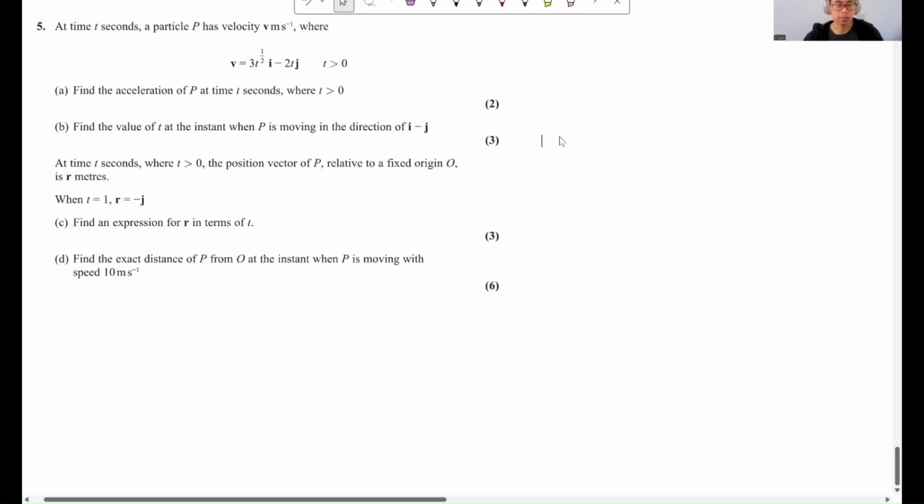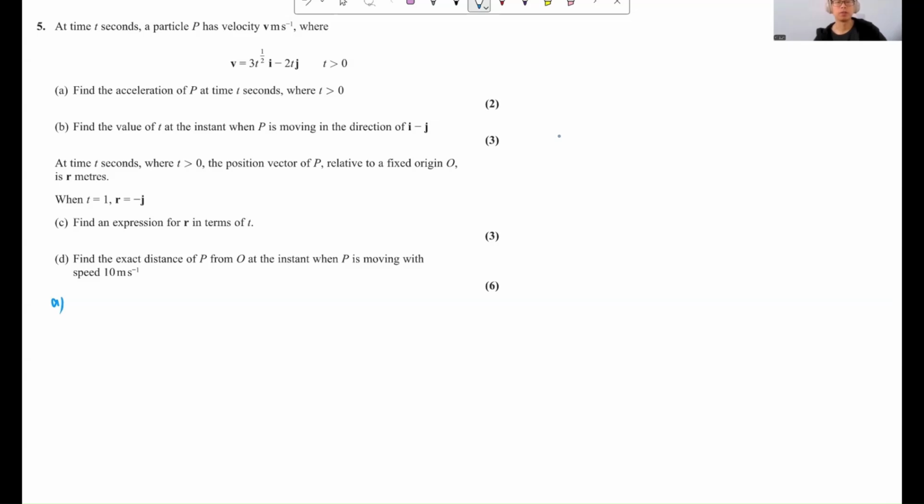Let's have a look at the last question in this paper, question 5. So this is a variable acceleration topic, vectors. At time t seconds, a particle P has velocity v meters per second, where v equals 3t to the power half i minus 2t j, and t is more than 0. We want to find the acceleration of P at time t seconds, where t is more than 0.